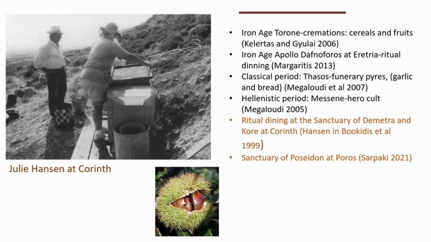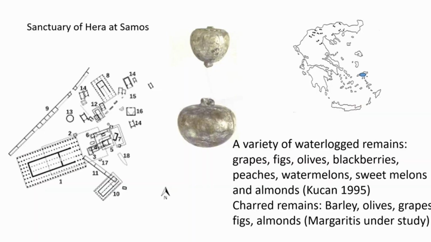Moving to the actual theme of the lecture, which is sanctuaries, you can see that we have found some plant remains in ritual context in other areas. But until now, what we had found is the ritual dining at the sanctuary of Demeter and Kore at Corinth, which is published, and the sanctuary of Poseidon at Isthmia. But these kind of plant remains came from dining areas. They were a refuse of dining within the sanctuary. They were not a part of the altar. So this is significant.